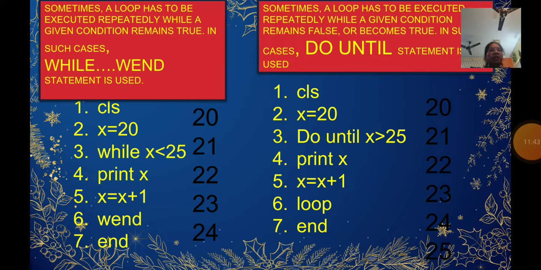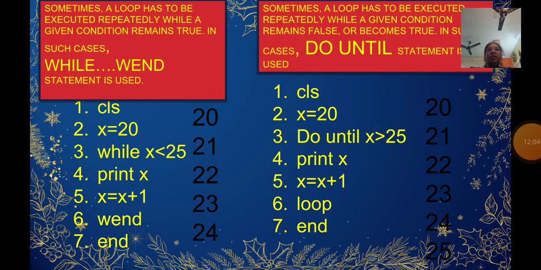Line number 3, the condition is While x is less than 25. If the condition is true, then print x, and x is equal to x plus 1. That means it is an increment, which we have already learned when using the Goto statement, right? And Wend and End. Here we have used While and Wend.